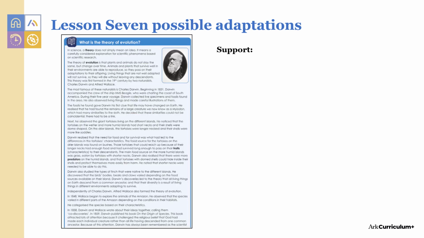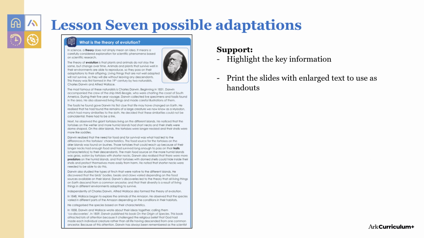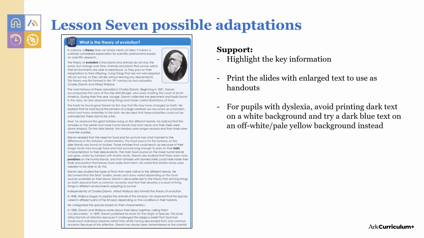In Lesson 7, you will come across a whole page of text. Support pupils by highlighting the key information, but you could also print out the slides with enlarged text to use as handouts. For pupils with dyslexia, avoid printing dark text on a white background and try dark blue text on an off-white or pale yellow background instead. Stretch pupils by asking them to write a summary of what they've read.